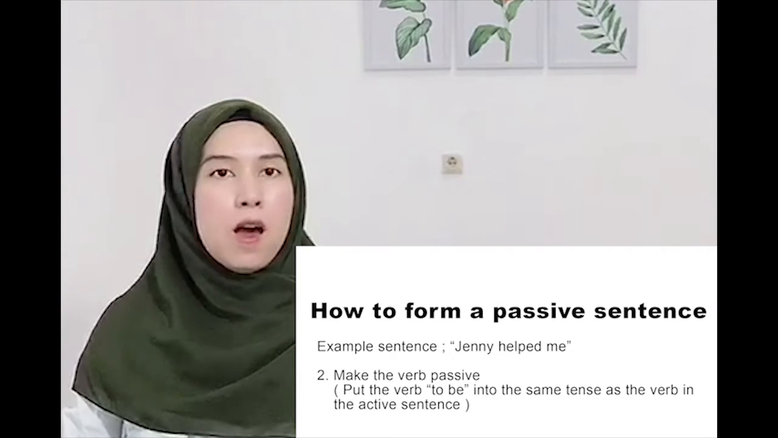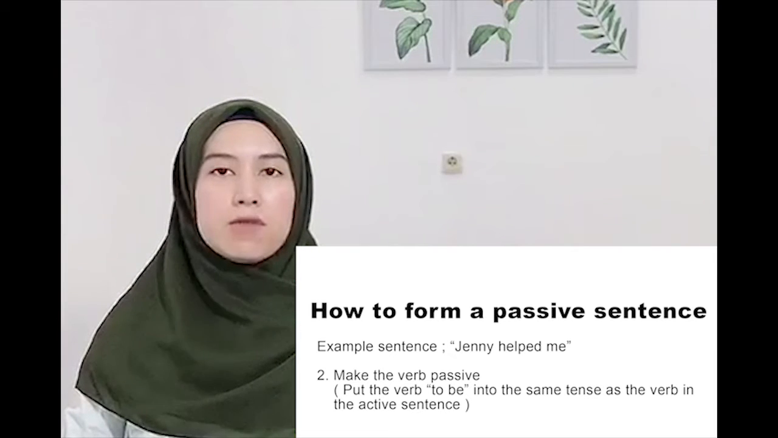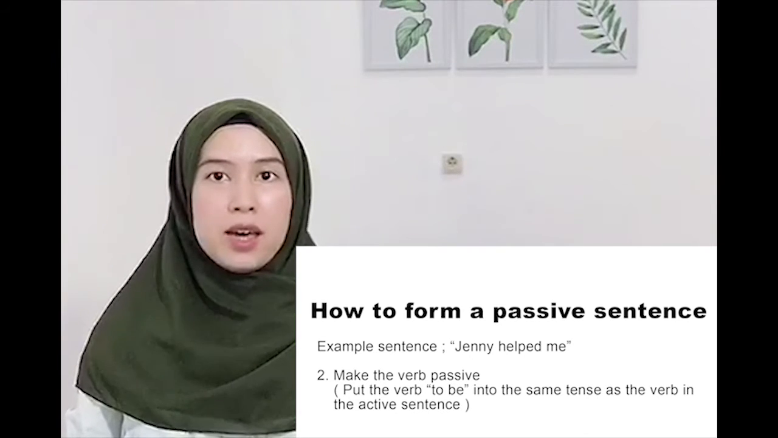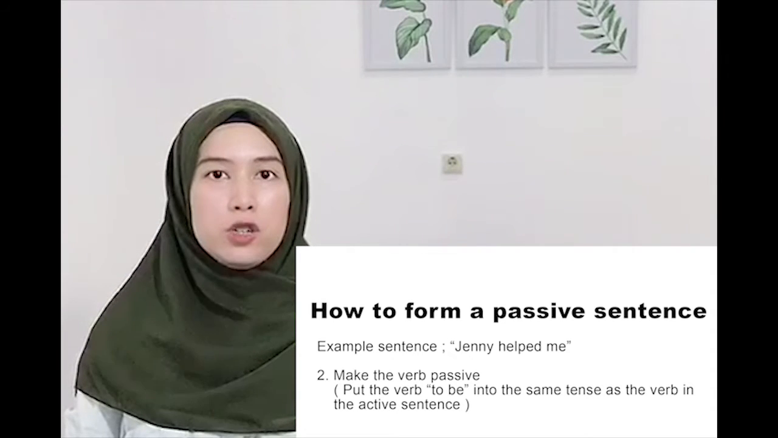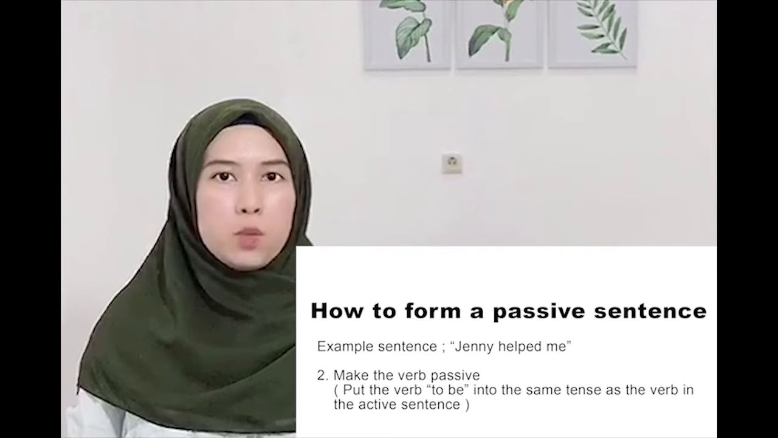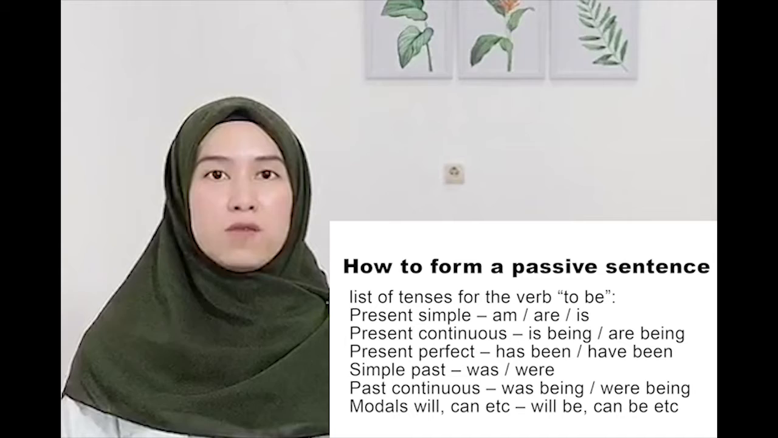Then you make the verb passive. Put the verb to be into the sentence in the same tense as the verb in the active sentence. For example, in the sentence, Jenny helped me, help is the past tense. Therefore, you need the past simple tense of the verb to be, which is was or were. Here is a list of tenses for the verb to be.